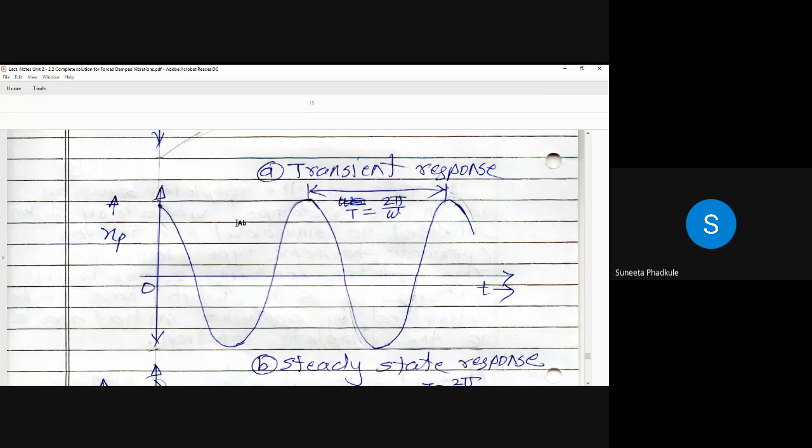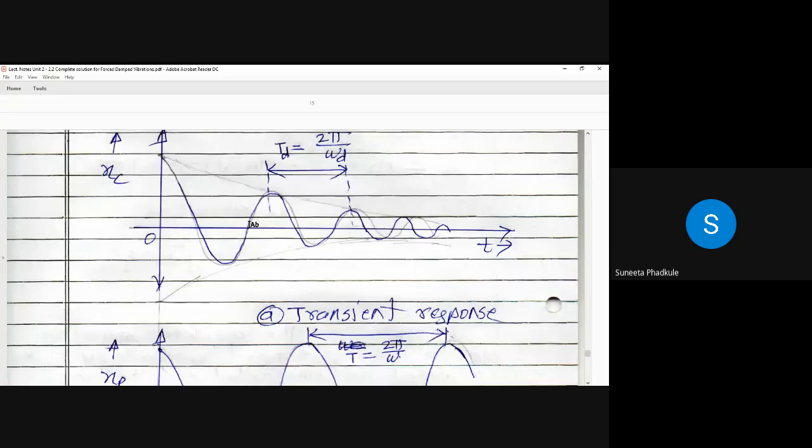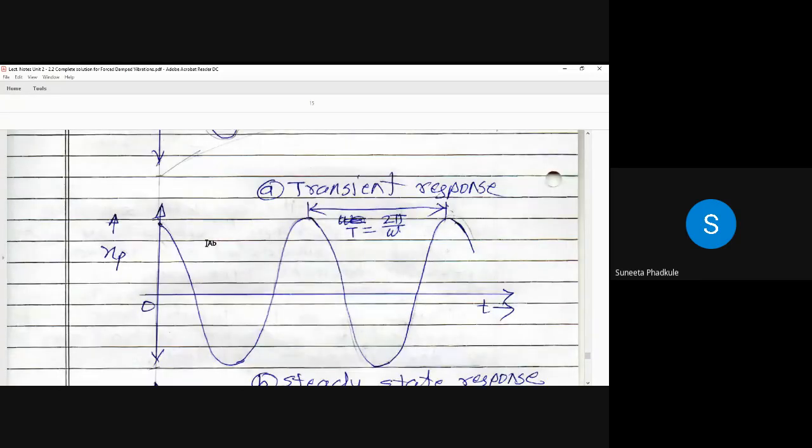Did you get it? What is the purpose of providing damping? It will reduce this amplitude, capital X, that we want minimum. We cannot make the vibration zero, but we can reduce the vibrations with the help of damping. Understood?